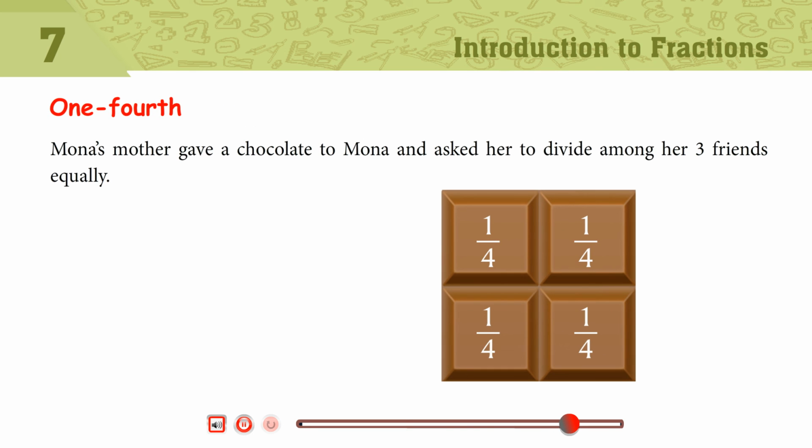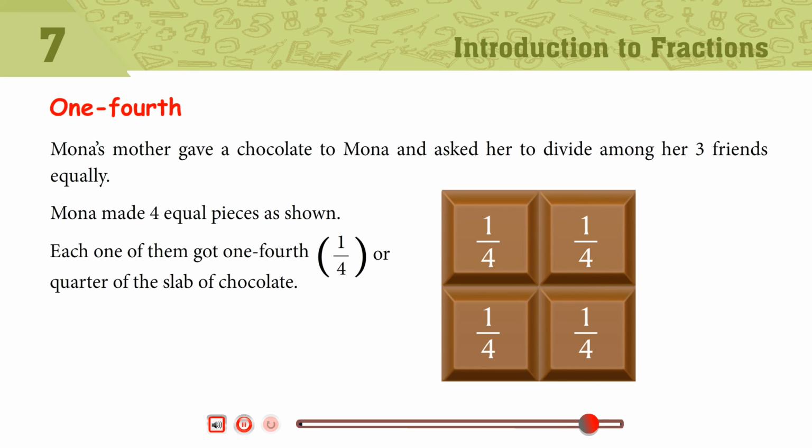1/4. Mona's mother gave a chocolate to Mona and asked her to divide it among her 3 friends equally. Mona made 4 equal pieces as shown. Each one of them got 1/4, or a quarter, of the slab of chocolate. 1/4, a quarter, is equal to 1/4.